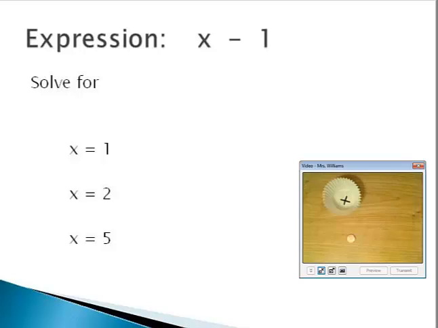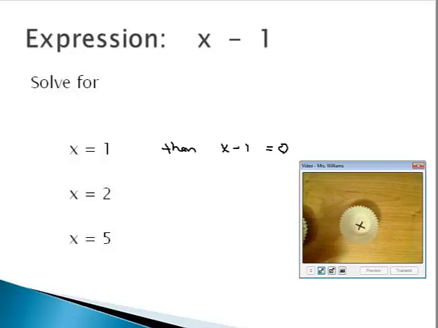Let's just empty that out. Now, after we've emptied out the x box, they're saying it's x minus 1. So if it's minus 1, we need to take that penny away. So how many pennies do we have left? Left is 0. So if x is equal to 1, then x minus 1 is equal to 0.